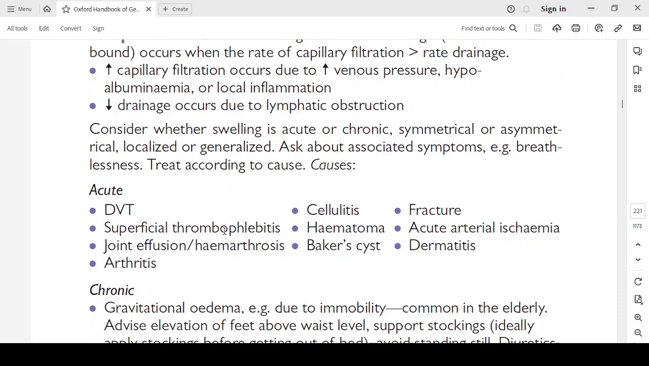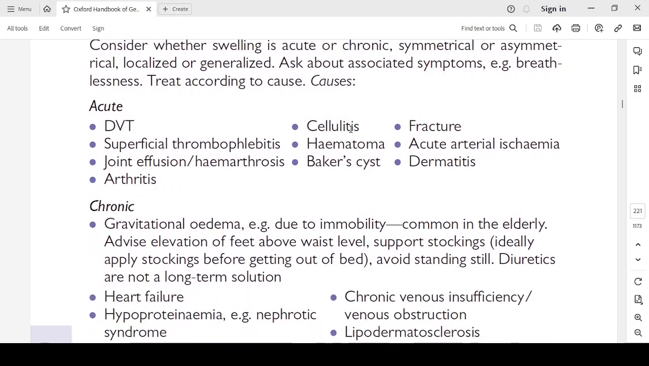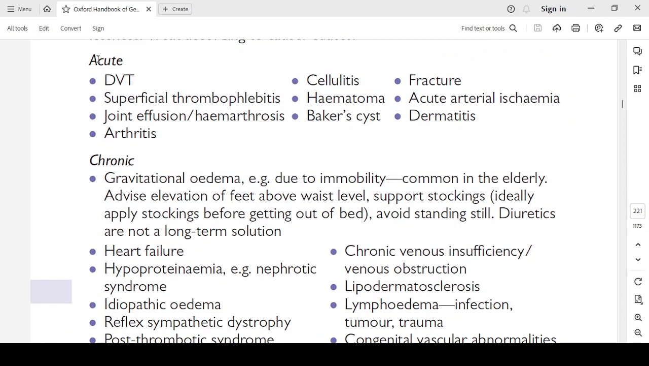So consider whether the swelling is acute or chronic, symmetrical or asymmetrical, localized or generalized. Ask about associated symptoms, for example breathlessness. Treat according to the causes. So acute swelling is due to DVT, superficial thrombophlebitis, joint effusion, hemarthrosis, arthritis, cellulitis, hematoma, Baker's cyst, fracture, acute arterial ischemia or dermatitis.